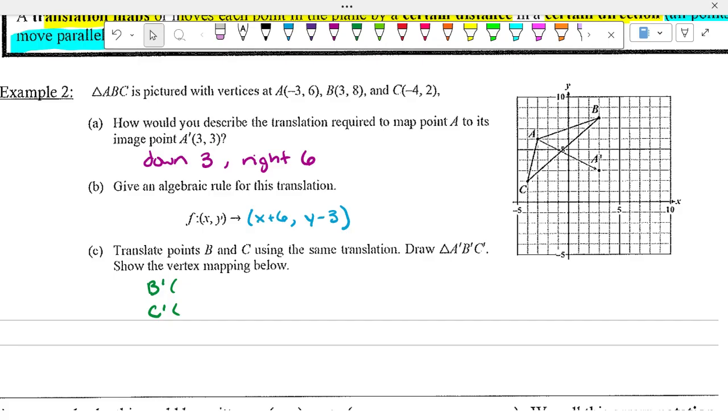Right, thumbs up if you're ready. I'll give you another minute. So remember, since it's a translation, when you graph it, this figure and your new one should look exactly the same, orientation and everything. It's just shifted.